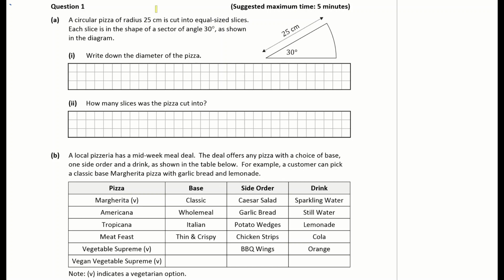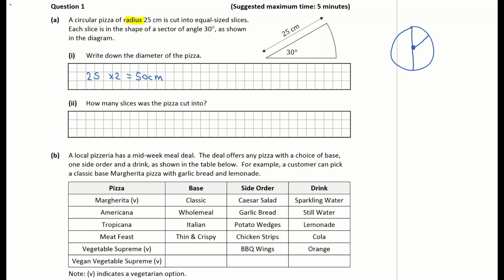So diameter is found by multiplying the radius by 2. So the diameter is twice the radius. So I'm going to go 25 times 2, which is 50 centimeters. So my diameter is 50 centimeters. So in a circle, the diameter goes all the way through the center and the radius is halfway the diameter, or from the center to the edge of the circle.